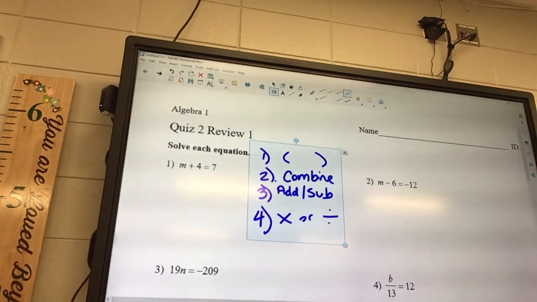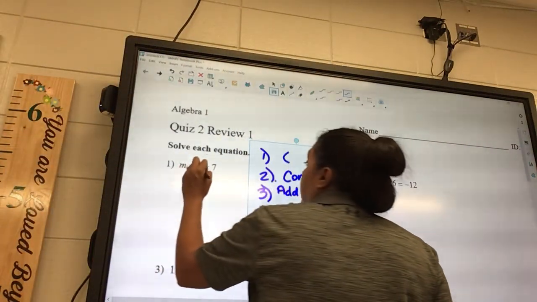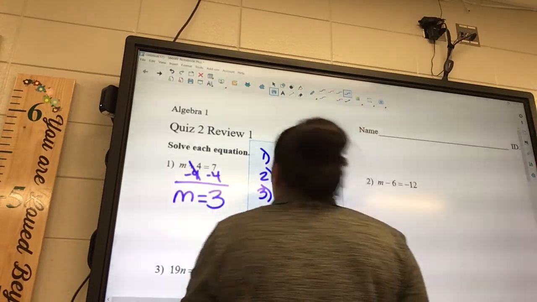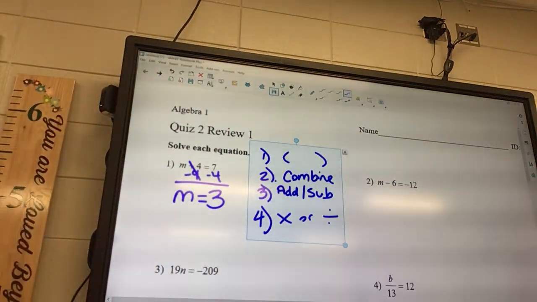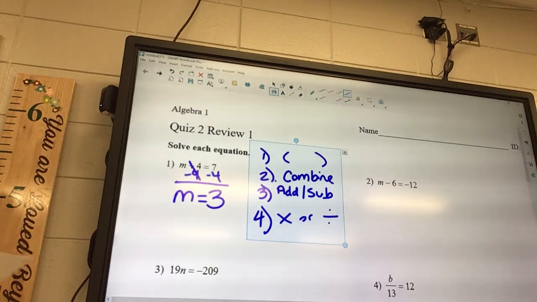Okay, so if we look at number 1, is there parentheses? No. Is there anything to combine? No. Can we add or subtract? Yes. What are we going to subtract? 4. So minus 4, minus 4. So we're going to get 3. Those are just general steps that you can pretty much ask yourself every single time. You can use this on your test. So today, if you need the notes, write them. If you don't, that's okay too.